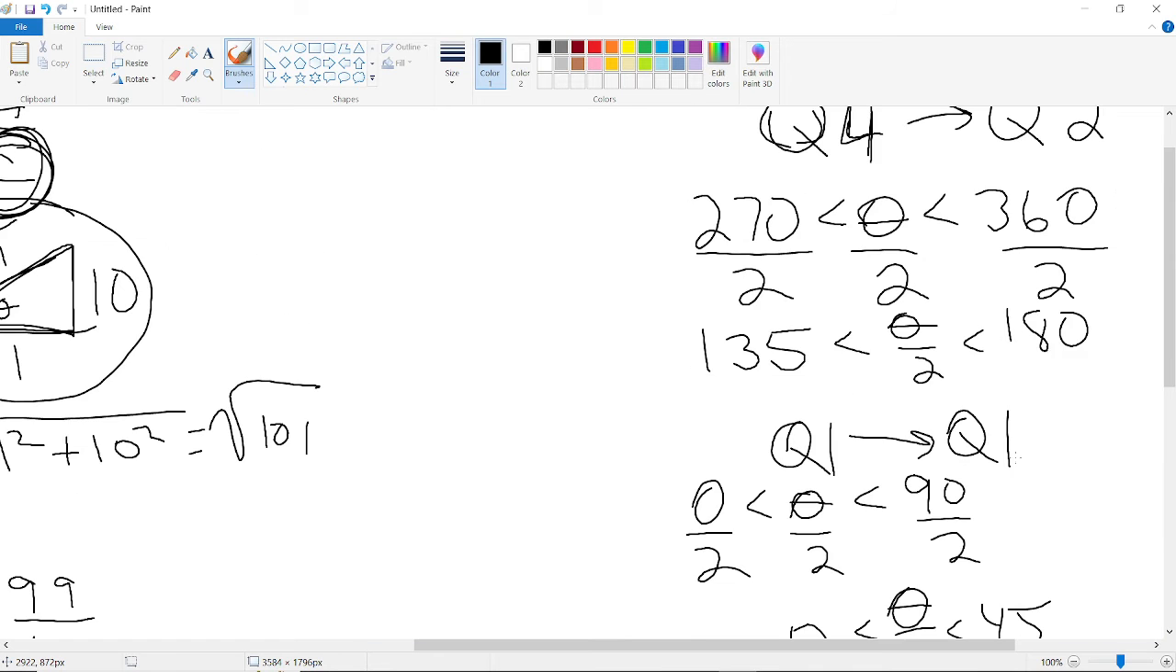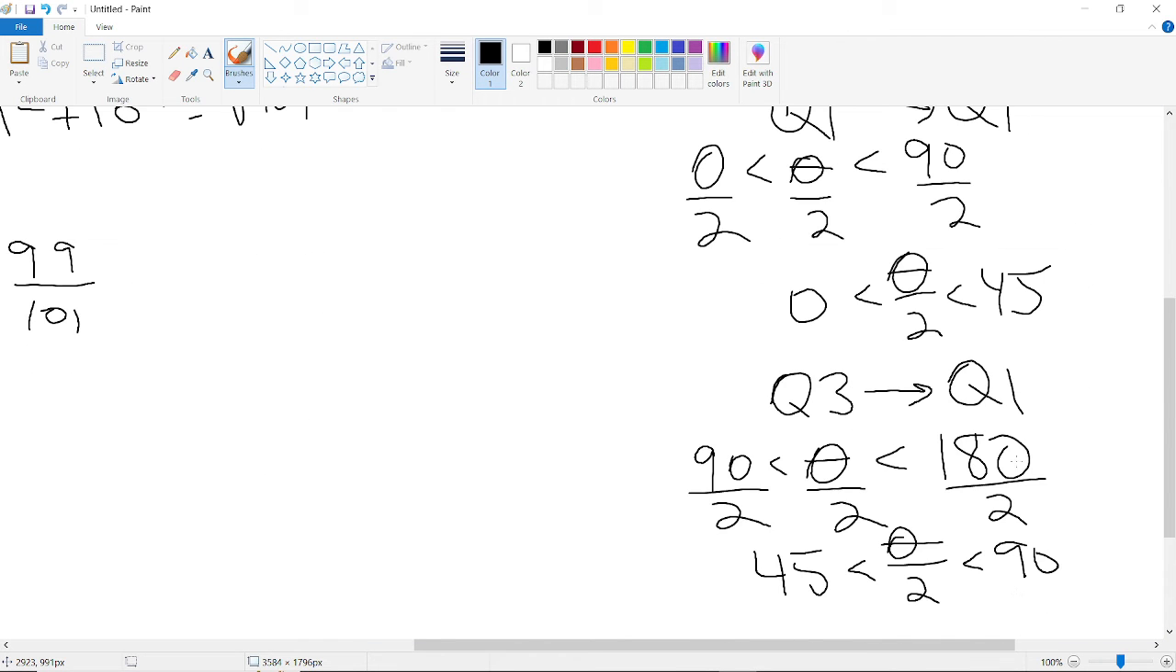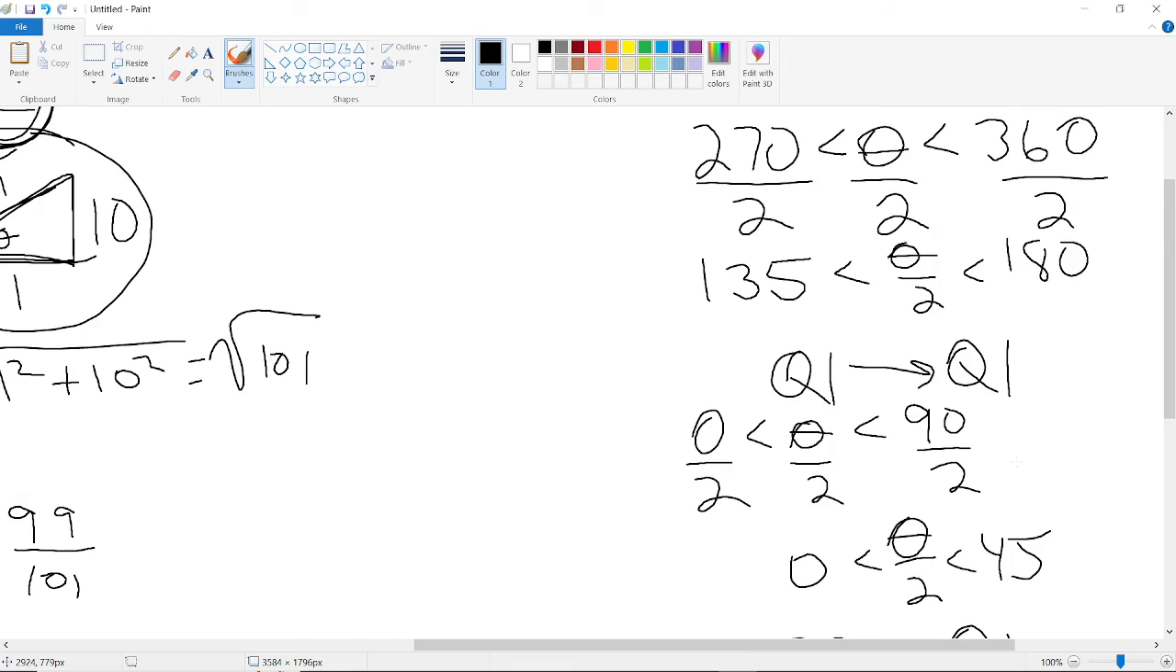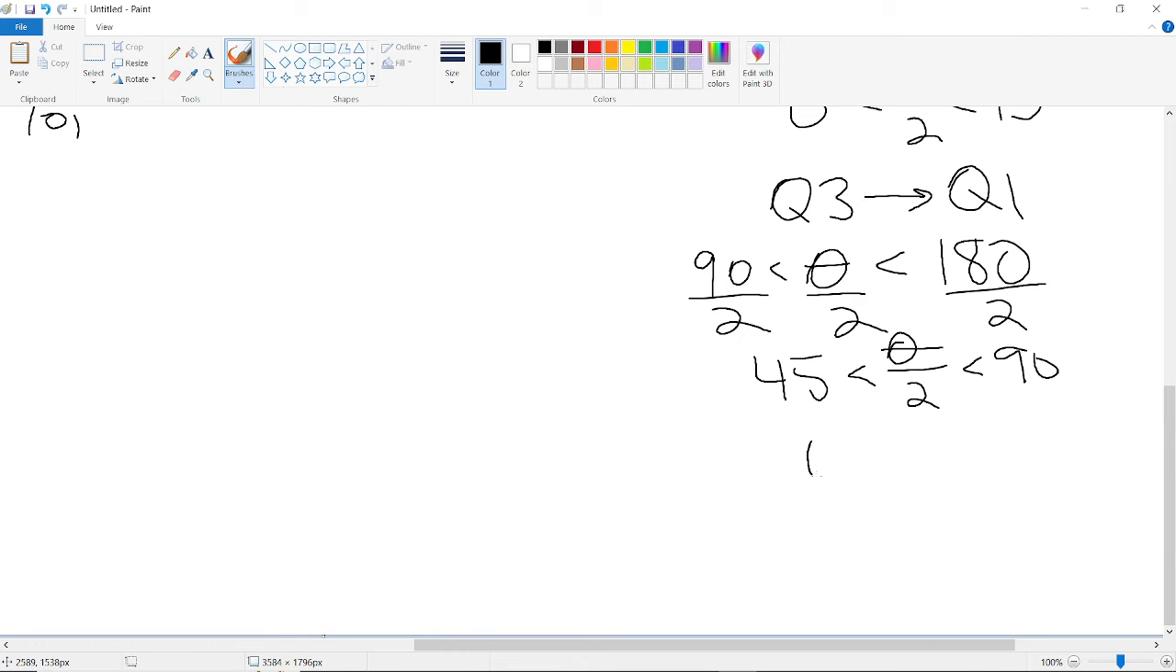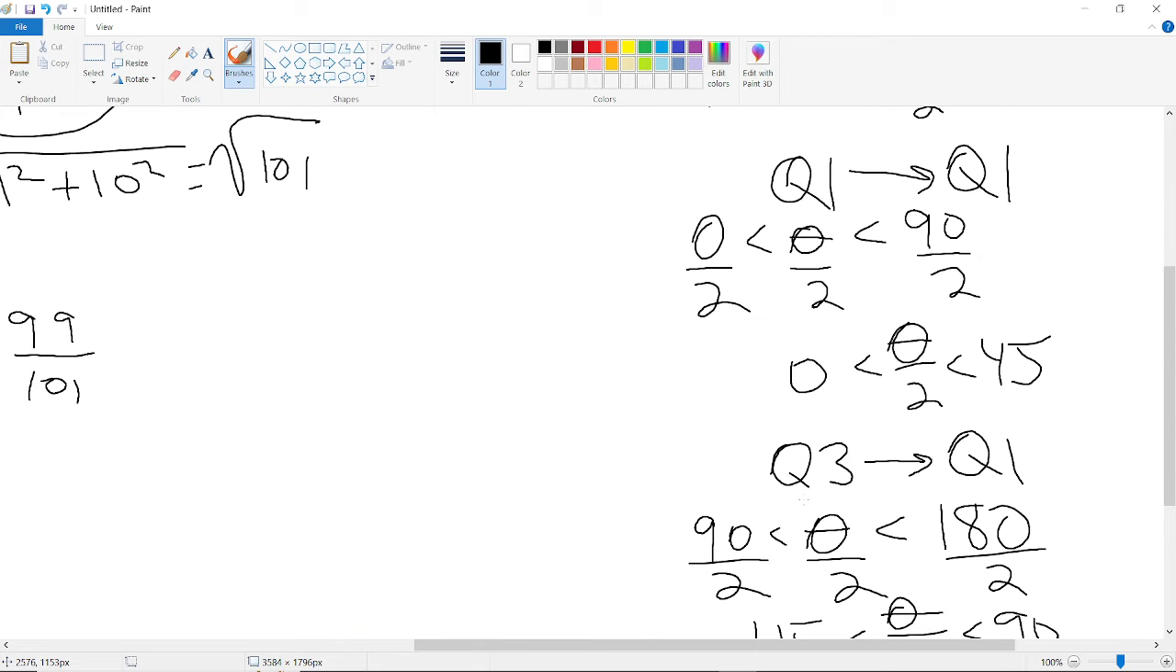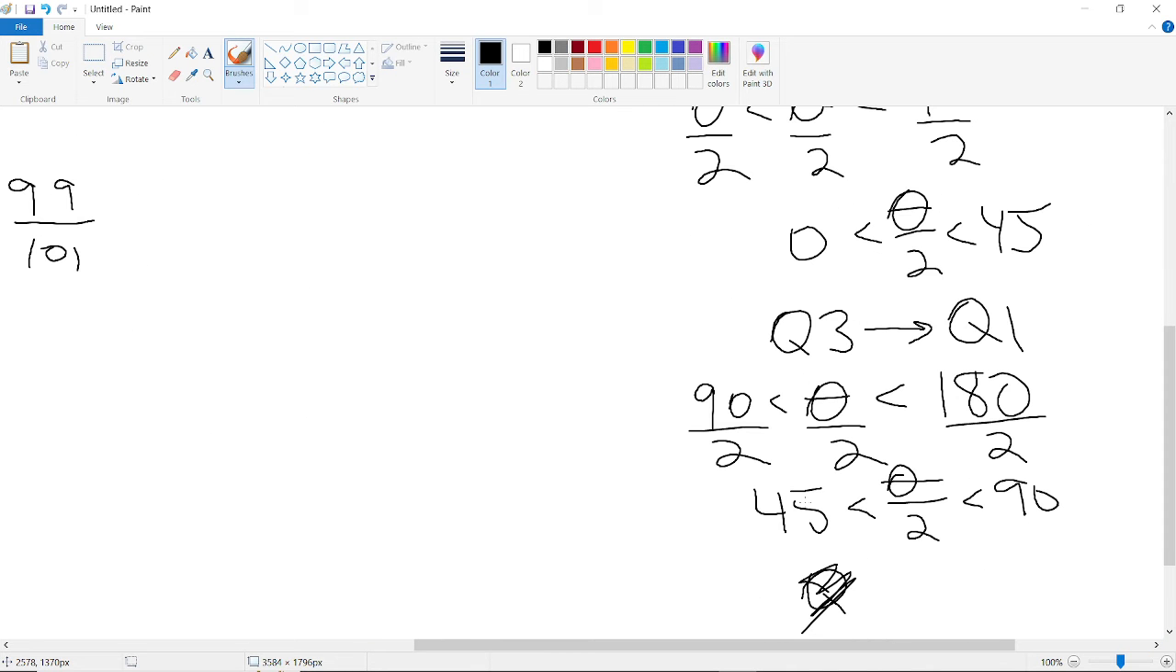And then again, did I get them all? Quadrant 1, quadrant 3. Oh, I forgot quadrant 2. Did I say quadrant 3? I said quadrant 3, and then I wrote 90 is less than 180. That should have been quadrant 2. So if they're in quadrant 2, 90 is less than 180, and then the half angle would be in quadrant 1.